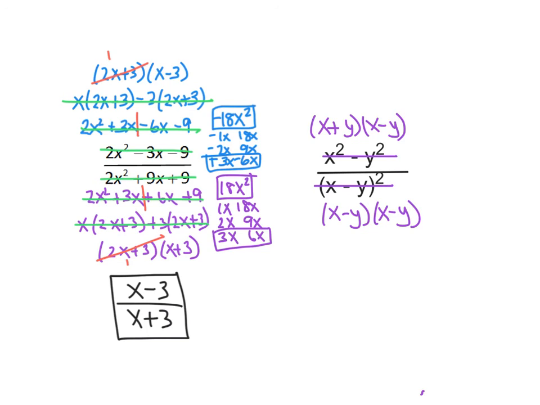At this time, we can look for common factors. We have an x minus y in the numerator and an x minus y in the denominator, which makes 1 over 1. Notice we cannot cancel this one out with both of these. This one remains. Our final answer for this one is x plus y over x minus y.